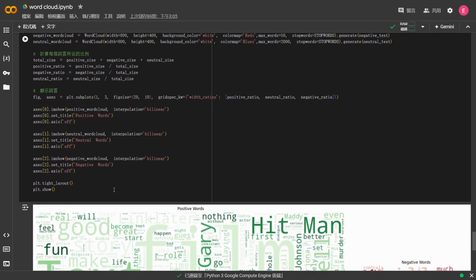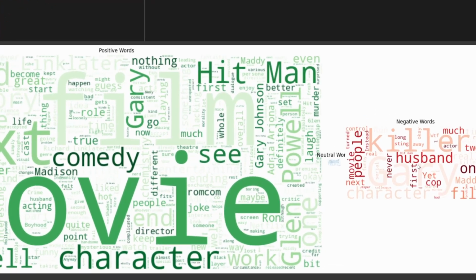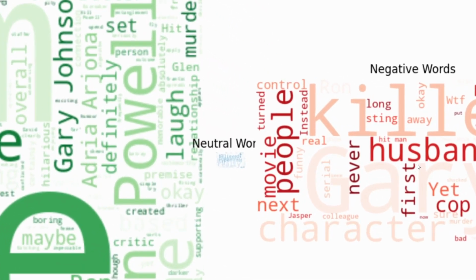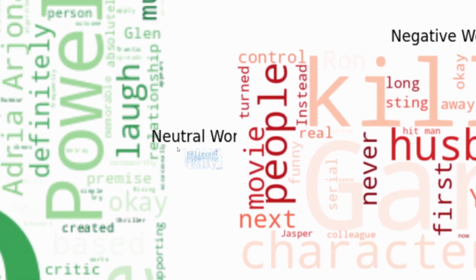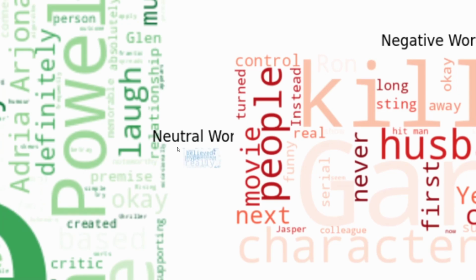And here's the result. As you can see, the word cloud for the positive words is really huge compared to all the other ones. The neutral words one is so small, which means that it has very few frequency occurrences.